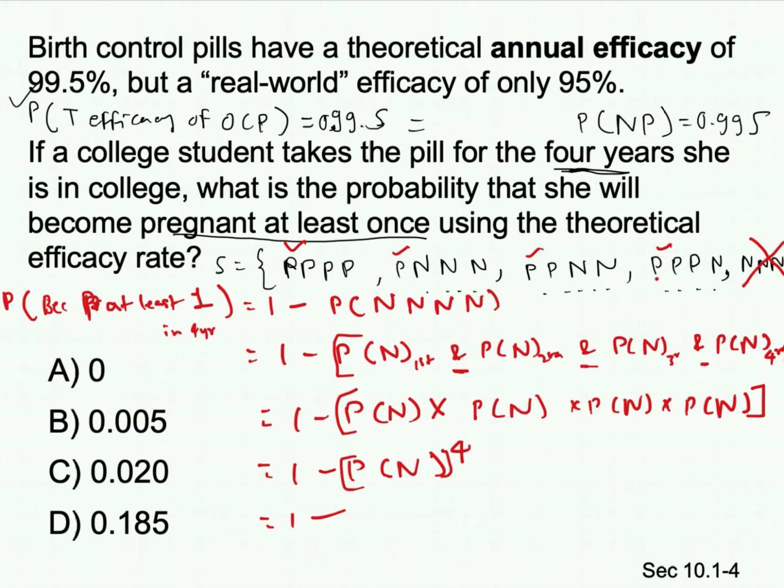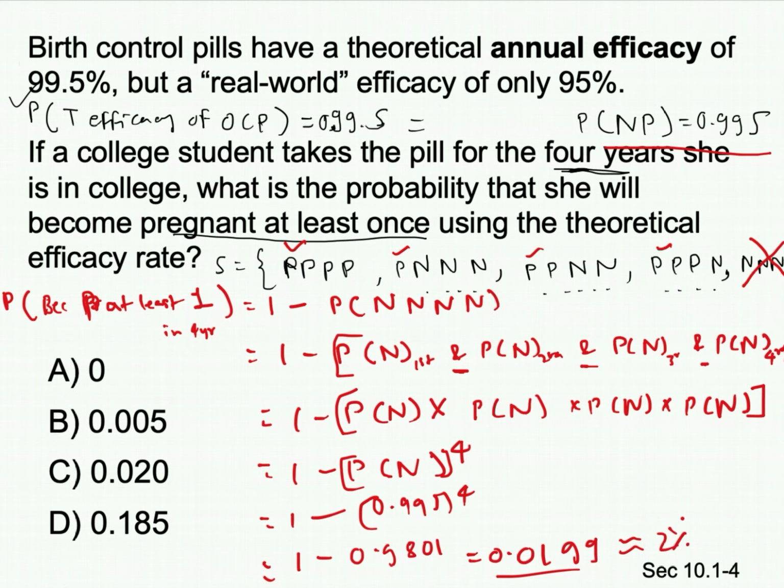We know the probability of not getting pregnant is given as 0.995 by the theoretical efficacy. So you just solve that part mathematically, and you should be able to get something like this. Your final answer will be 0.0199, or about 2%. You can also think about and solve the other problem using the other probability as practice.